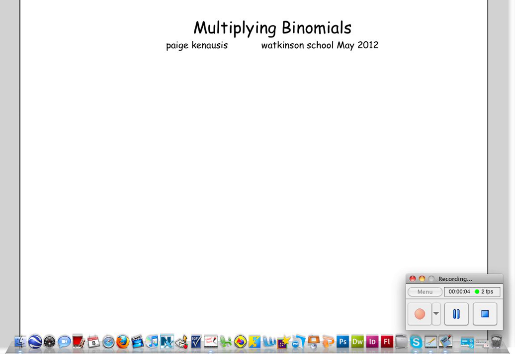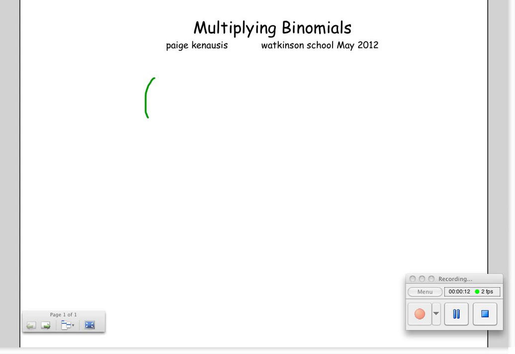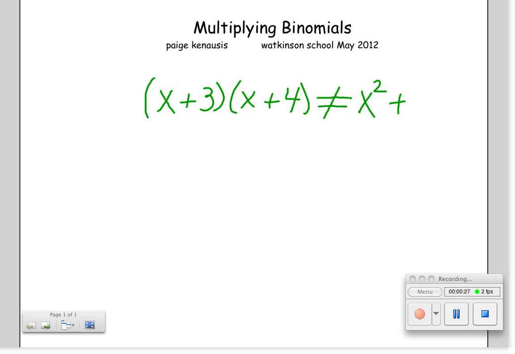Talk about multiplying binomials. Binomials are simply expressions that include two terms. For example, we can very easily multiply x plus 3 times x plus 4. What I want to say straight off the bat is that this is not simply equal to x squared plus 12. The reason is that you're missing some of the terms.